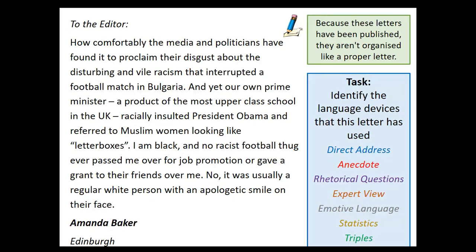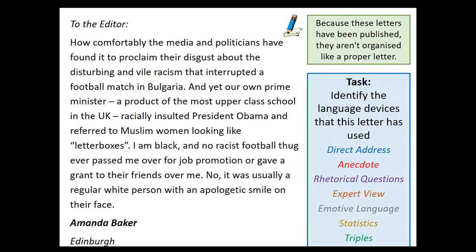So here's an example from a newspaper about somebody's response to an article about football racism. Now, interestingly, this lesson was prepared before all the terrible stuff in the news about the killing of George Floyd and the subsequent riots, but it has a similar sort of sense to it. So I'm going to read it out, and again, we're going to see what techniques are used, even in just a short letter like this. They're not usually very long letters to the editor. Let's read it.